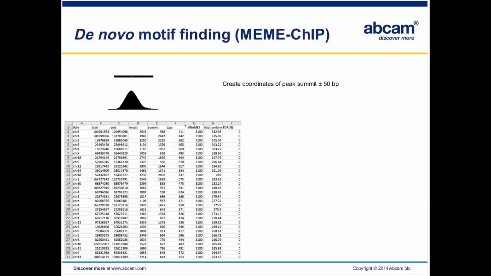We will use a program called MEME-ChIP to do this. In order to use MEME-ChIP, we need to extract the DNA sequence from the peak coordinates to a FASTA file.